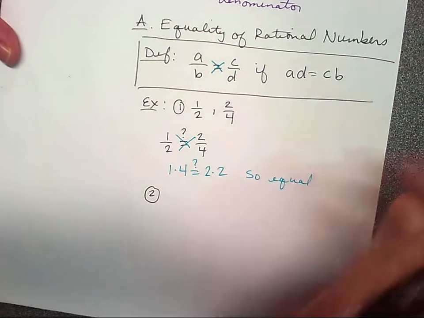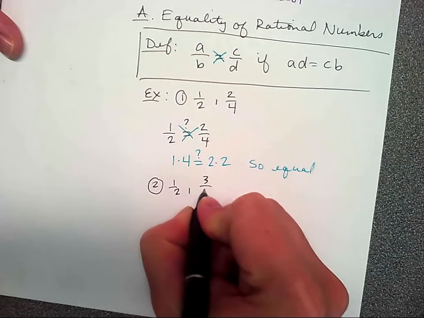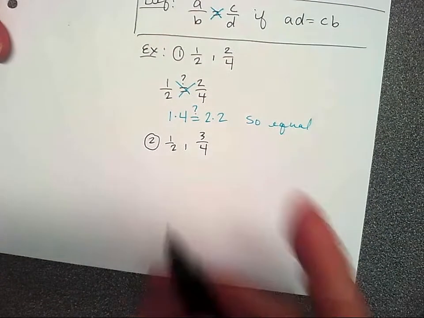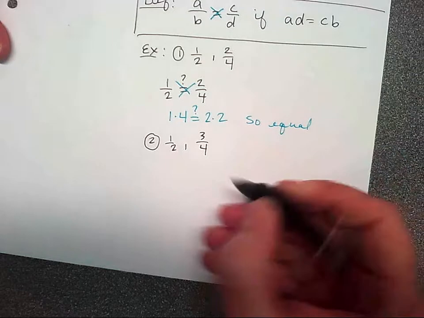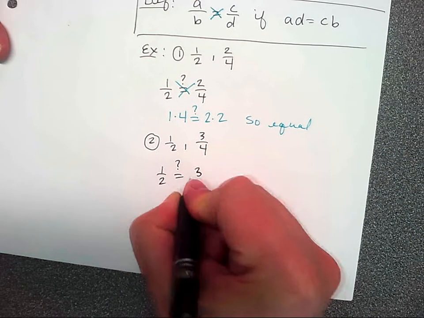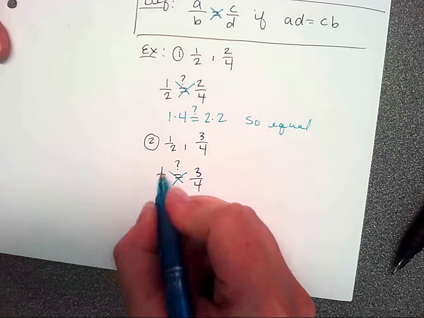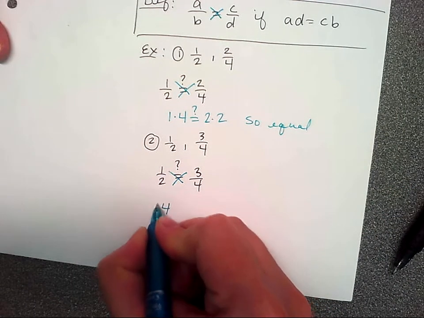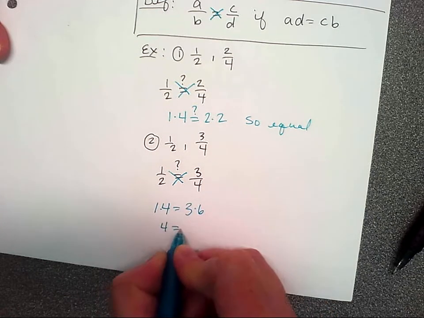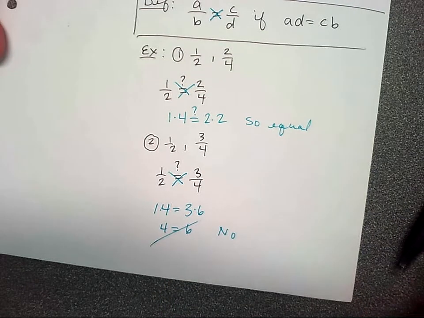Let's do another example. 1/2 and 3/4. Are those two equal? Well, if we're not sure, let's do 1/2. Does that equal 3/4? Well, we're going to cross multiply and see. So we have 1 times 4 equals 3 times 2. So we have 4 equals 6. No. Not equal.